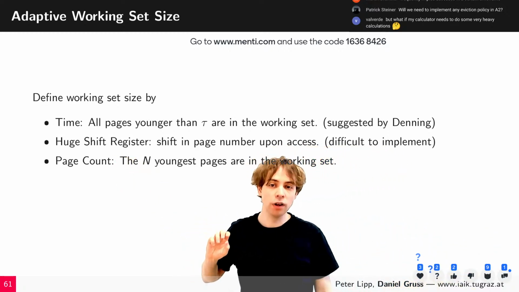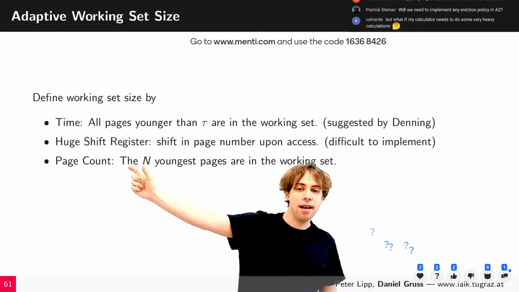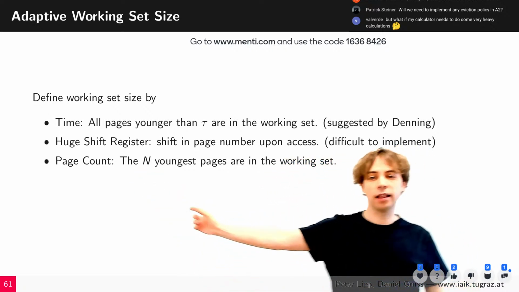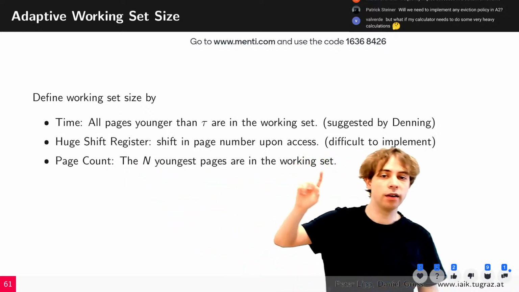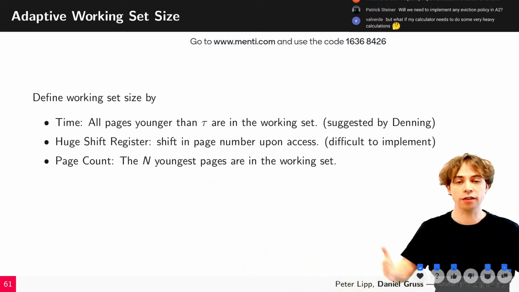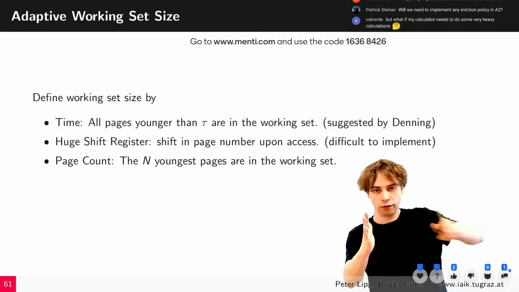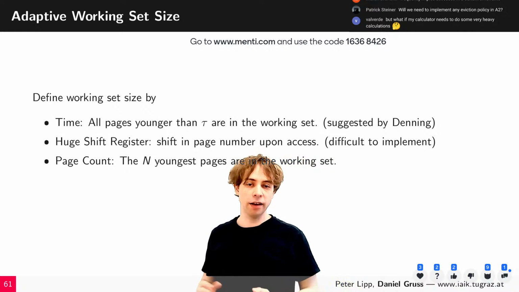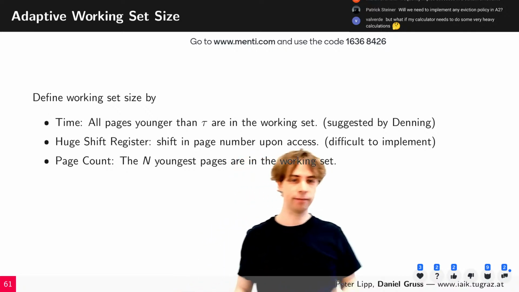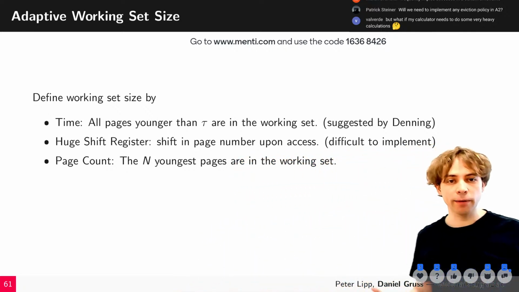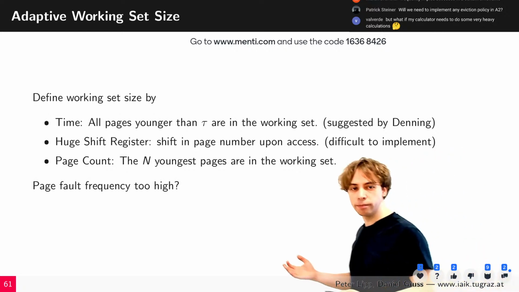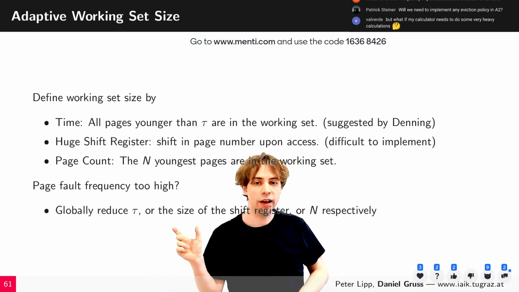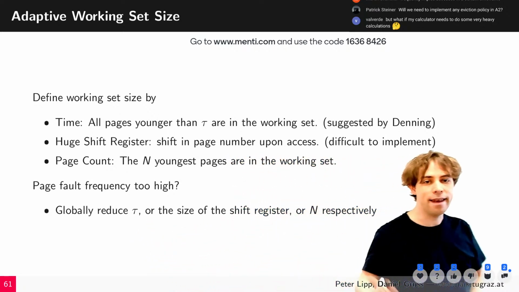The page count, the n, would be a process specific parameter, and it means the n youngest pages are in the working set. So you need to store which pages are the youngest ones, and then you just count 1, 2, 3, 4, 5, 6 up to n, and those are the pages that are in the working set. If the page fault frequency is too high, what do we do then? We globally reduce tau, or the size of the shift register, or n.